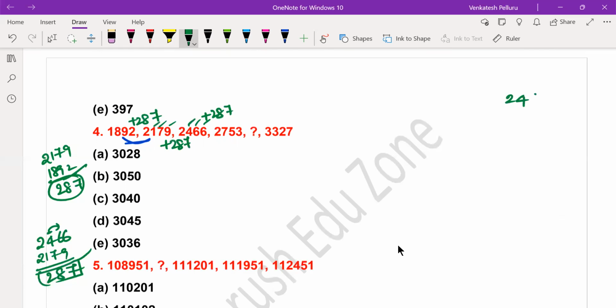So I have to add 287 to what? 2466, right? 6 plus 7, 13, 14, 15. 4 plus 2, 7, 2753. So that is what is given here, no? So throughout the series, what I am doing, I am adding the same number.